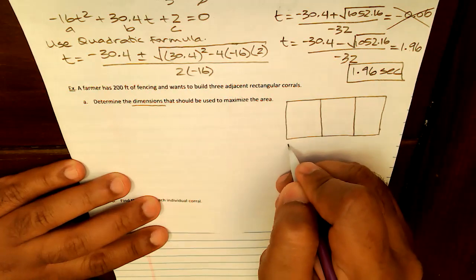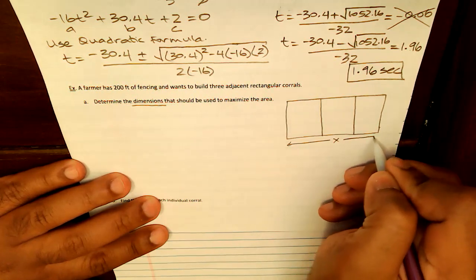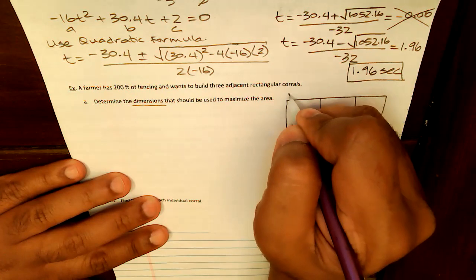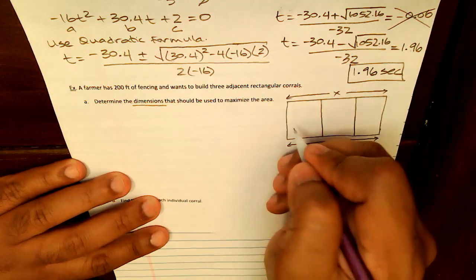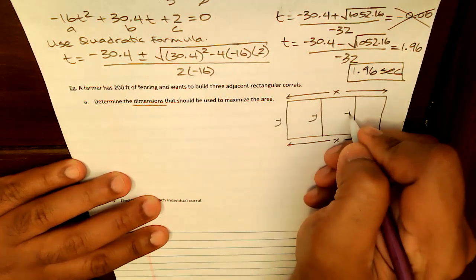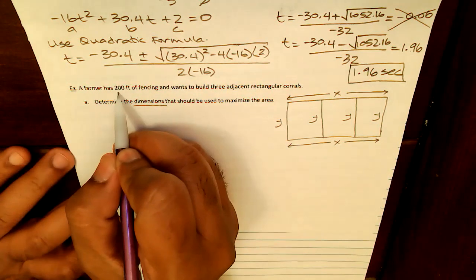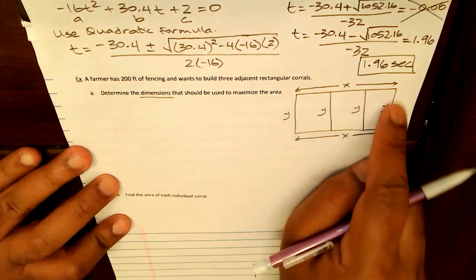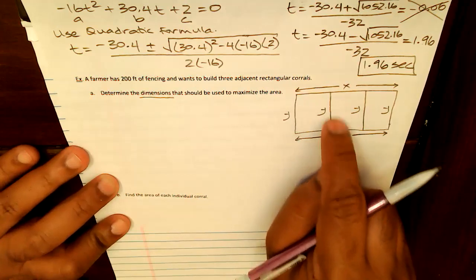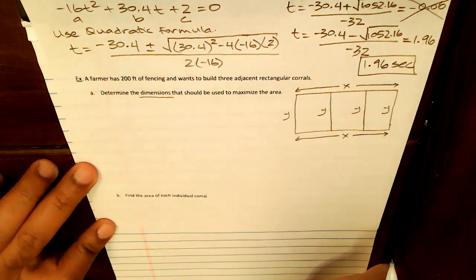So we don't know what the sides would have to be, so we're going to label this side X. And if that side is X, then this side up here is also going to be X. That would be the length. And then for the width of my rectangles, I'm just going to call those sides Y. All right, so I know that I have 200 feet of fencing to fence off all this area. So if I add all the sides of these rectangles, that will have to add up to 200. So I can get an equation.